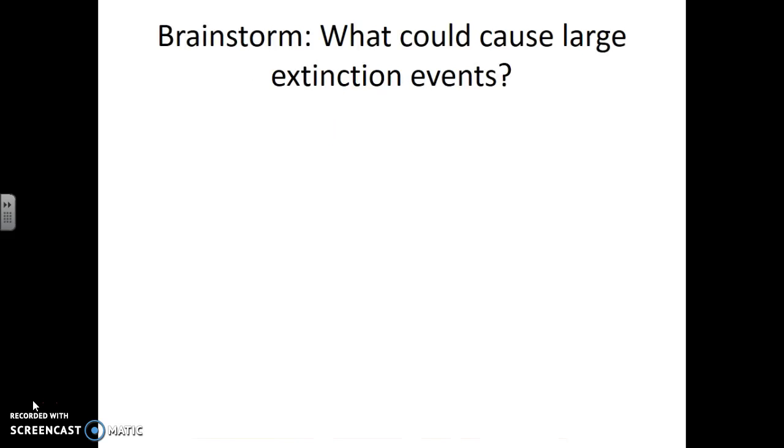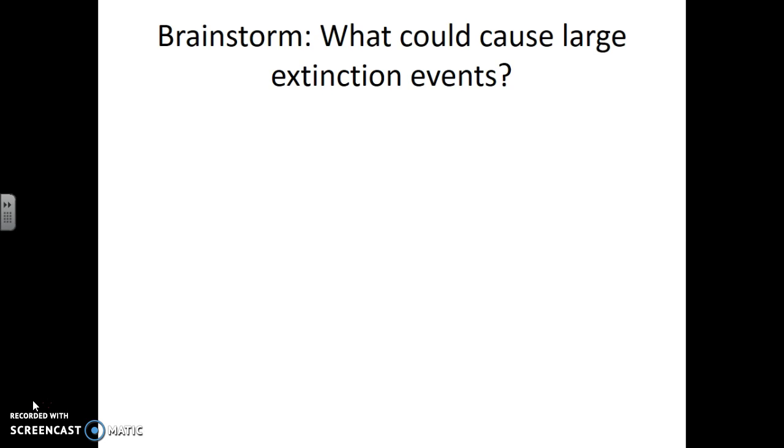So in general, extinction events, or large extinction events, are caused by extreme environmental change. In the early history of the Earth, there were many environmental changes that caused many of the organisms on the Earth at that time to go extinct, and then others to flourish and fill their place.